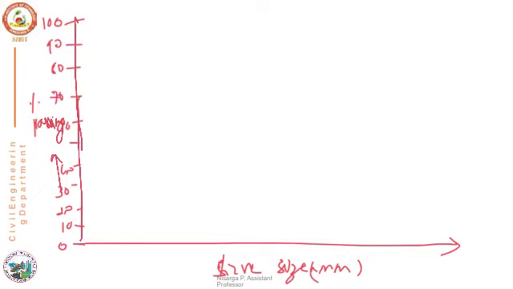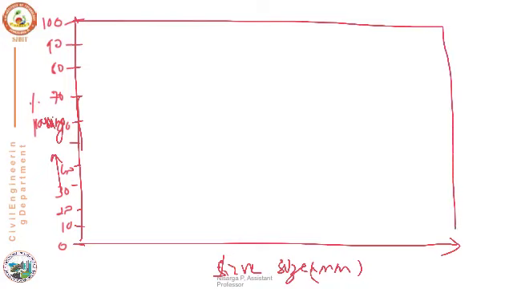So after marking this, we'll complete this. Usually when we take the scale, we have to take 15 centimeter on the x-axis and 10 centimeter on the y-axis. Now, after marking the percentage passing on the y-axis, it is required for us to fix the sieve size points on the x-axis.